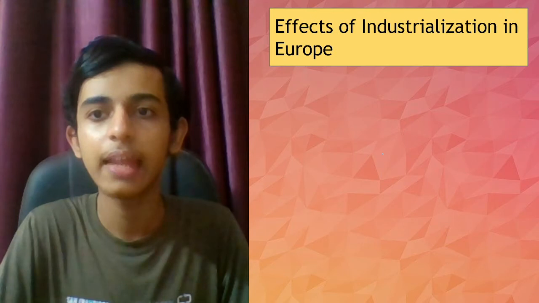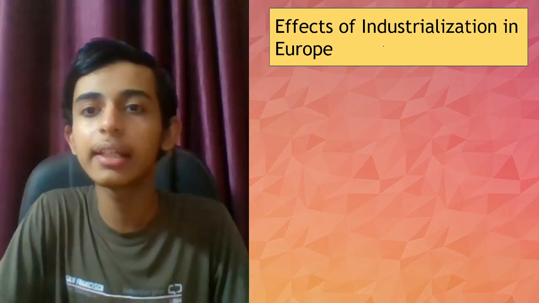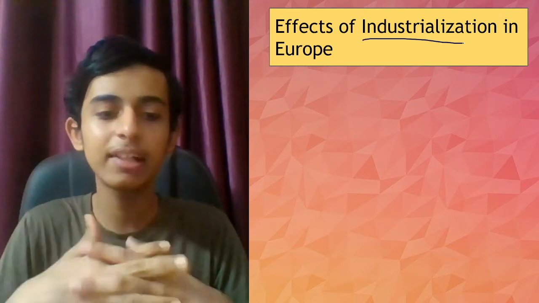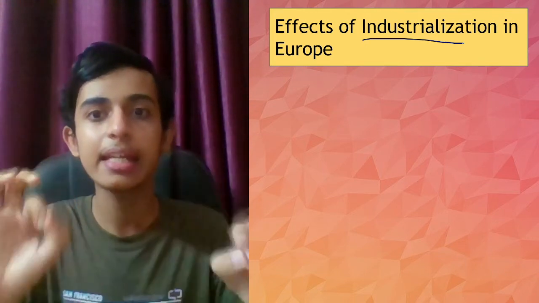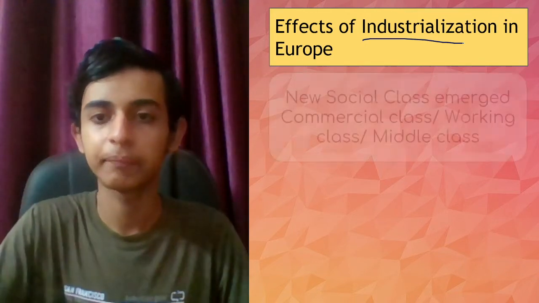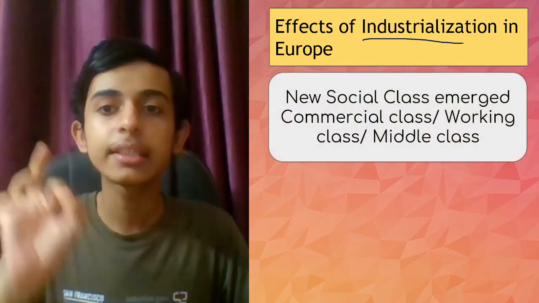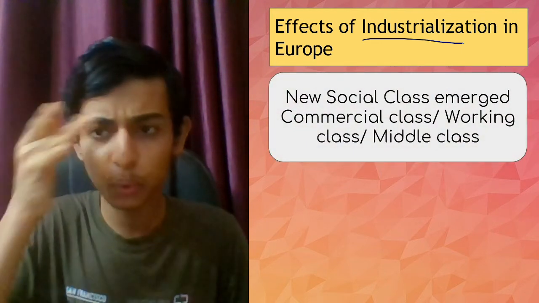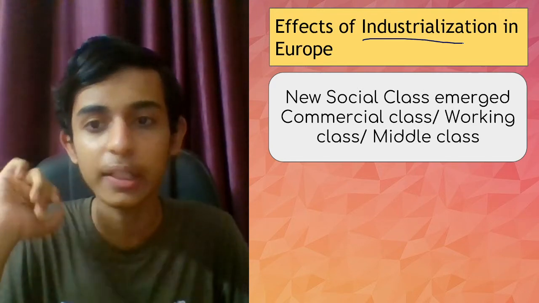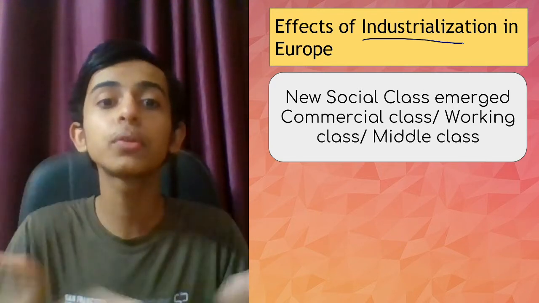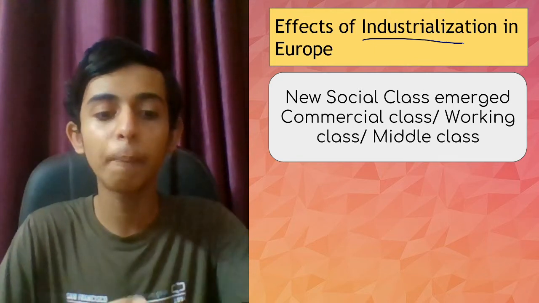Clear? Now let's move to industrialization. See, whenever there are industries, whenever there are railways, then there is growth in the economy. Because of this industrialization, a new social class emerged, which was the commercial class, working class, or you can say the middle class. So this was a new social class which emerged.